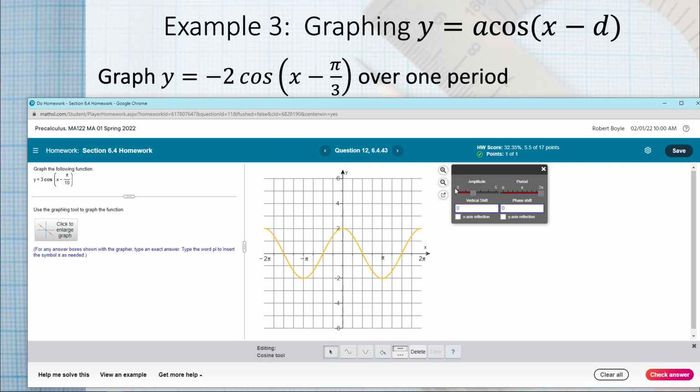There we go. Now, since it is a negative sign, we want to reflect this over the x-axis. There it is. Now there's no coefficient here, so the period is still 2 pi, and the phase shift is positive pi over 3. That's not a 2, 3, that's a 2. There we go. If we hit enter, there's our graph.